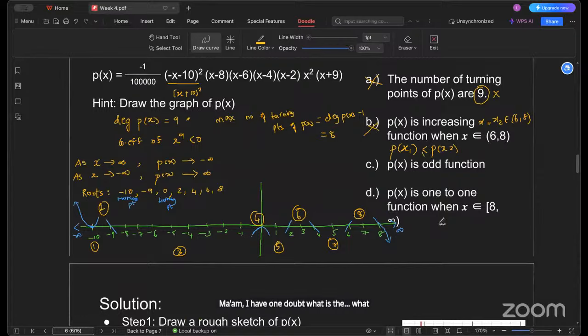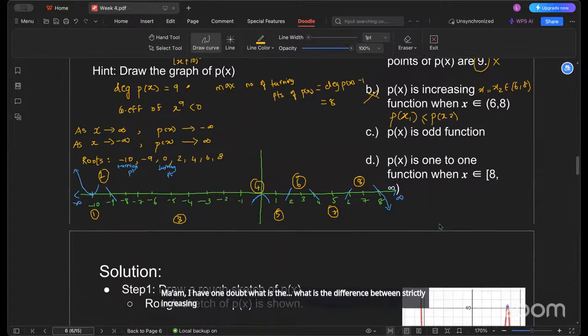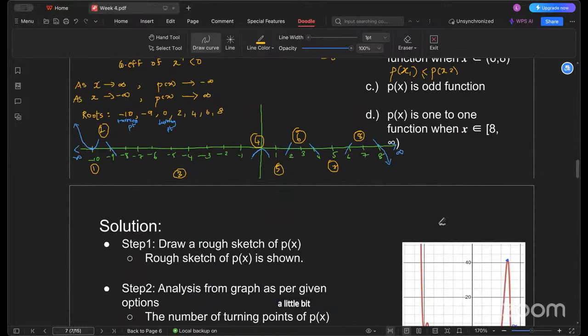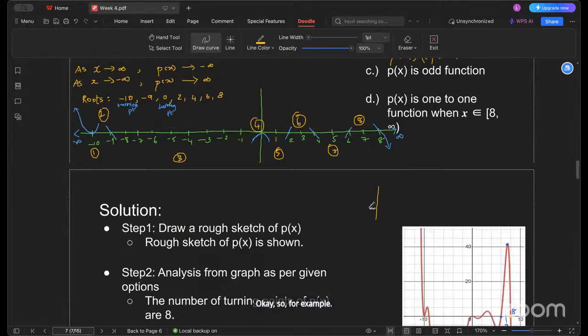What is the difference between strictly increasing and increasing? I have a little bit of doubt on that. So suppose you have a function like this, for example. Okay, so this is increasing and this is strictly increasing. You understand? In some places they can be equal and then it can increase and then again it can be equal and then increase. This is an increasing function. This is a strictly increasing function. At no two points they are equal.